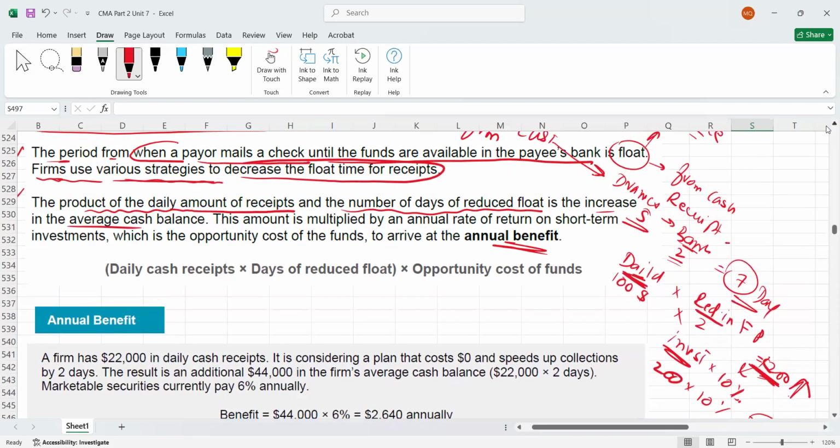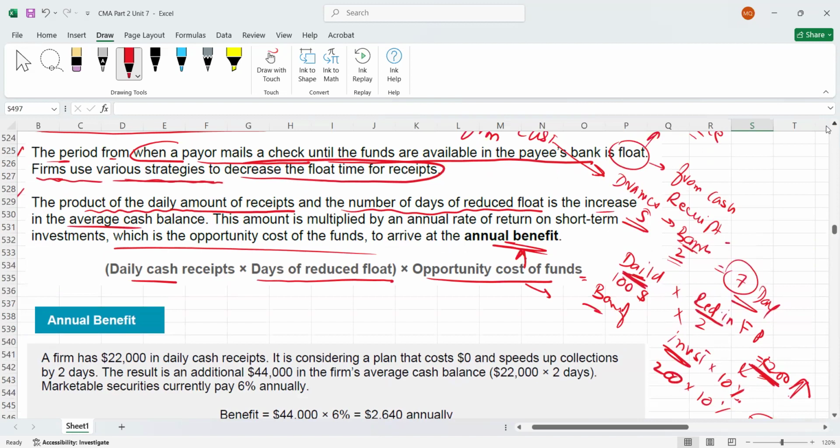So annual benefit, how would you calculate? Daily cash receipts times days of reduced float. This will give you the increase in cash balance overall, times the opportunity cost of funds, like this investment rate. So this will give you the benefit. This is how you will calculate the annual benefit.